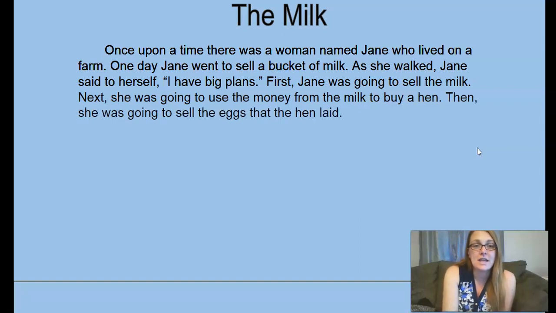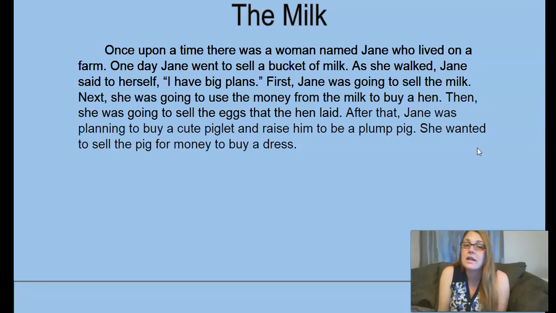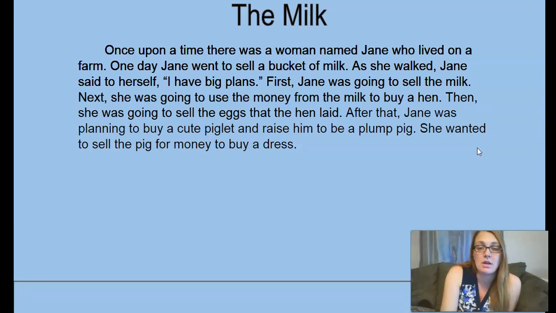Then, she was going to sell the eggs that the hen laid. After that, she was planning to buy a cute piglet and raise him to be a plump pig. She wanted to sell the pig for money to buy a dress. So those are all of her plans of what she was going to do with the milk. That's what we had for our part 2, our middle of the plot.